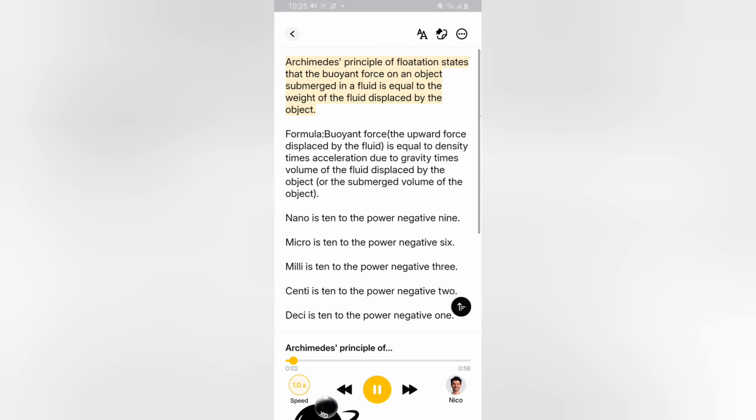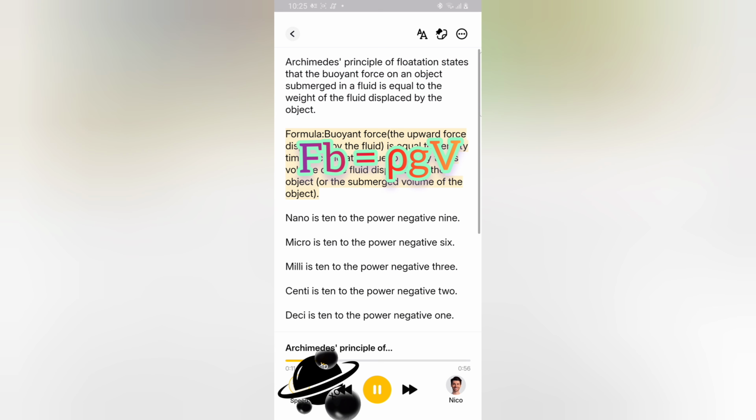Archimedes' principle of flotation states that the buoyant force on an object submerged in a fluid is equal to the weight of the fluid displaced by the object. Formula: buoyant force, the upward force exerted by the fluid, is equal to density times acceleration due to gravity times volume of the fluid displaced by the object, or the submerged volume of the object.